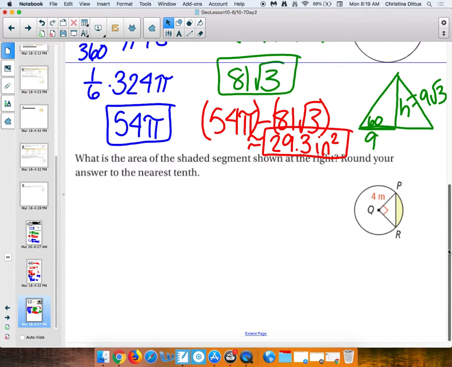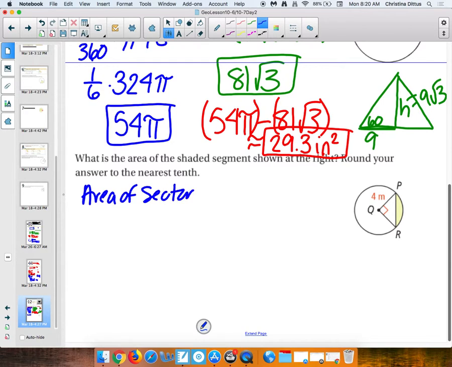Alright, one more. If you don't like it, don't use it. Some of them are done, some of them are not. Alright, so the first thing I've got to find again is what? My sector, yep, area of sector.